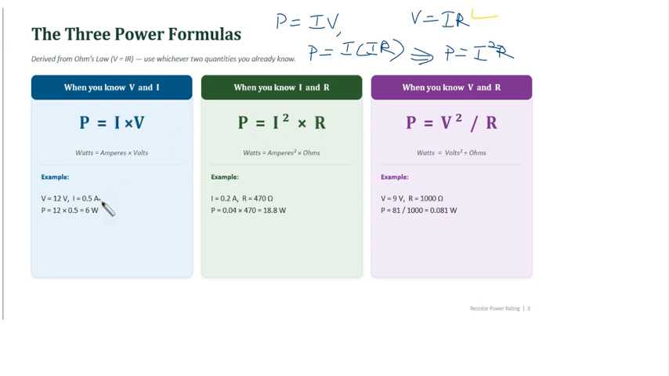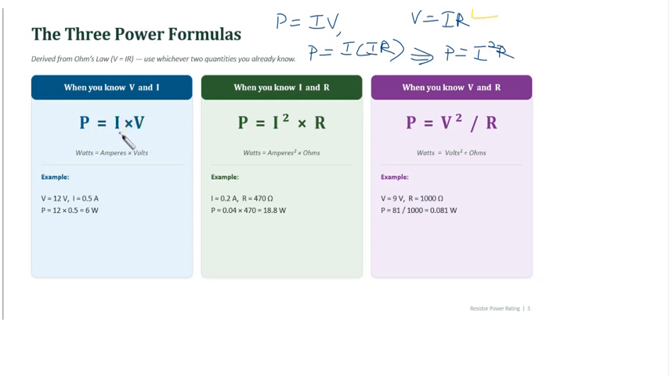You can just use IV and you get the power. If what you are given is I and R, then you use I squared R to calculate the power. And if what you are given is V and R, you use V squared over R to calculate the power.